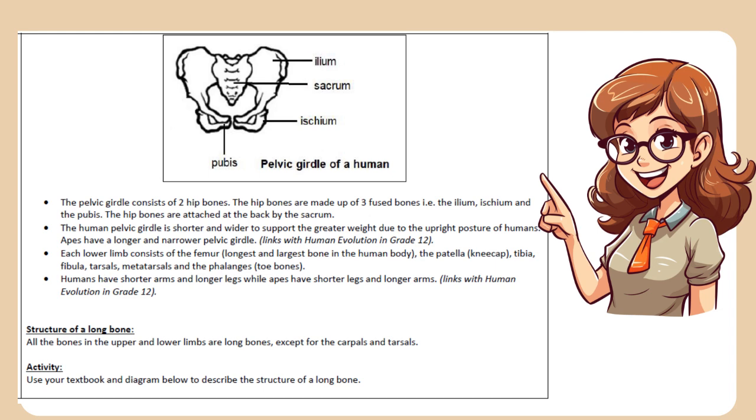Structure of a long bone. All the bones in the upper and lower limbs are long bones, except for the carpals and tarsals. Activity. Use your textbook and diagram below to describe the structure of a long bone.